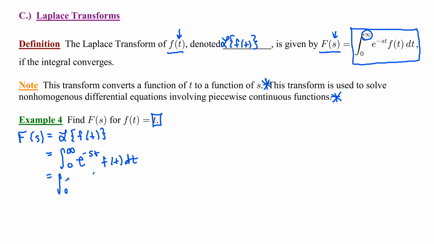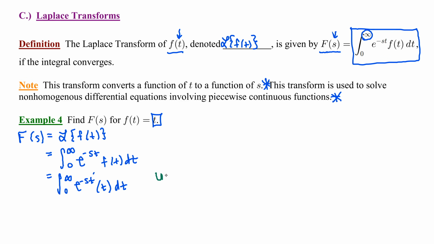So we need to find the integral from 0 to infinity of e to the negative st times t dt. Notice in this case, we are not only dealing with an improper integral with an infinite upper limit, but also we're going to have to apply integration by parts in order to execute this integral. We have the product of an exponential function and a power function.